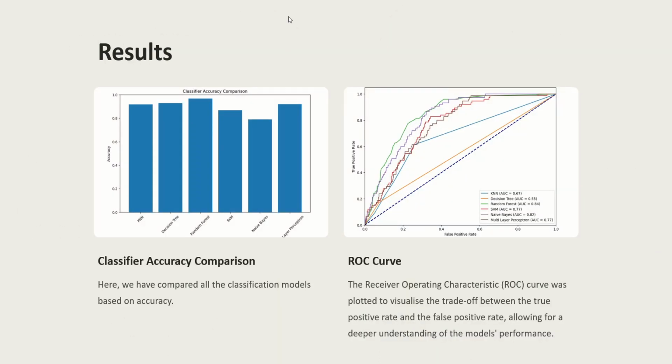So here is the pictorial representation of results. We also plotted the ROC curve. The ROC curve was plotted to visualize the trade-off between the true positive rate and the false positive rate, allowing for a deeper understanding of the model's performance. As we can see from the graphs, random forest was our best performer. As you can see from the ROC curve, it had the highest area under the curve, which was 0.84.